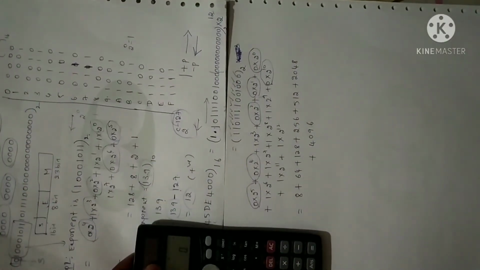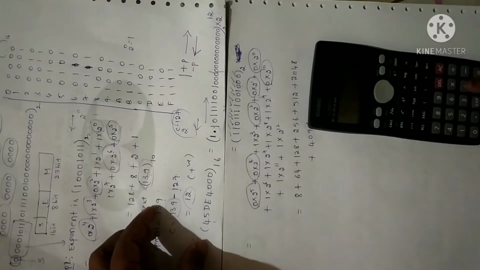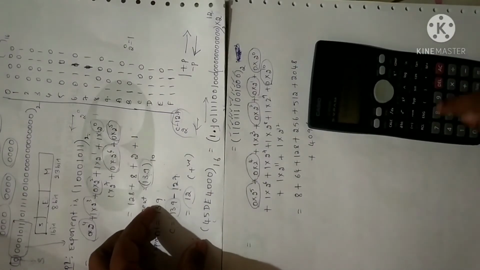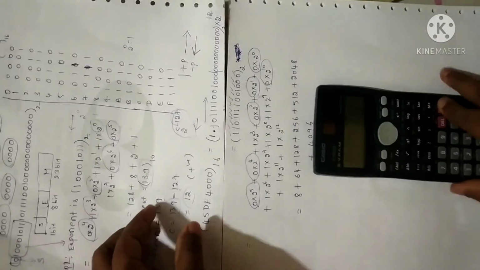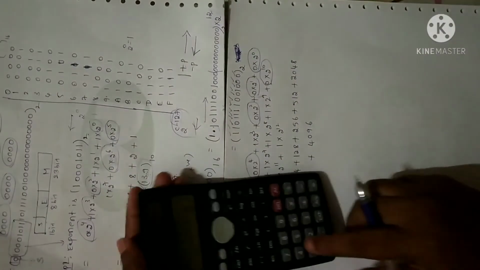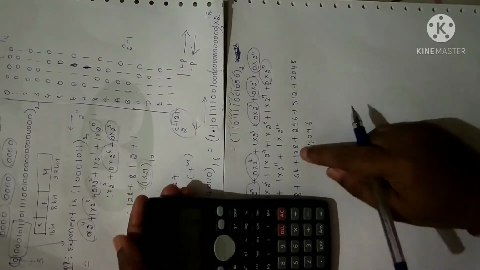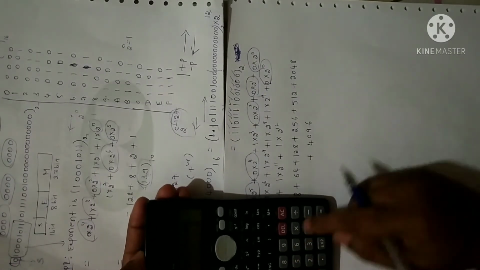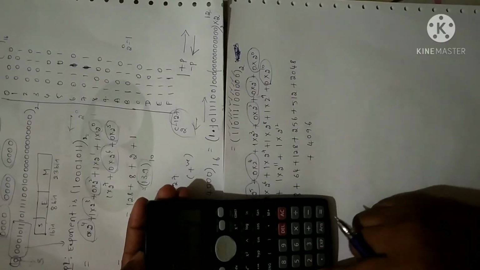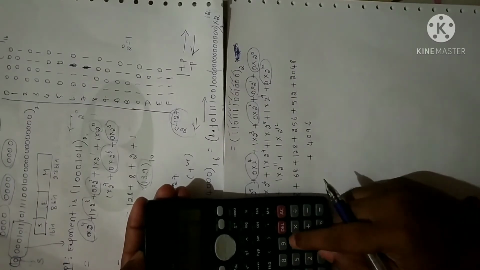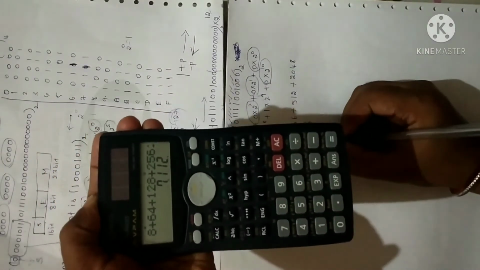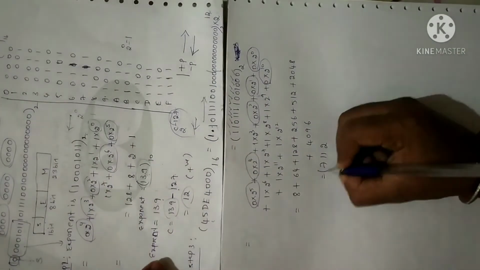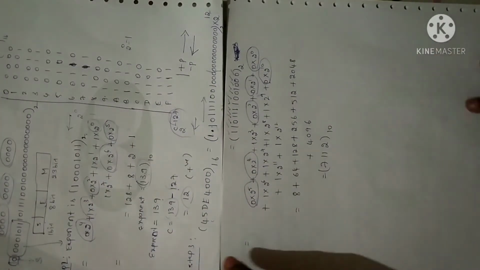We will get, I'll do 8 plus 64 plus 128 plus 256 plus 512 plus 2048. So I'm sorry, I missed one value. You just see here 8 plus 64 plus 128 plus 256 plus 512 plus 2048 plus 4096. So that will give us 7112. Fine. So 7112 I have written here, which is in decimal. Fine. So this is what we have to find.